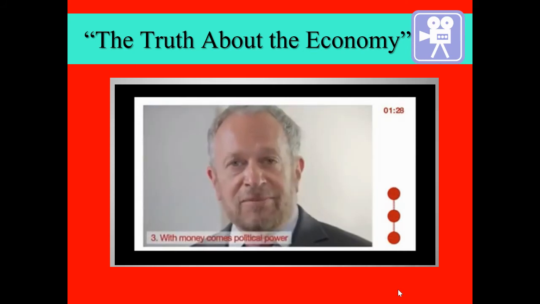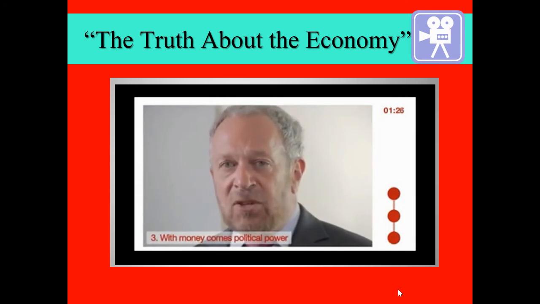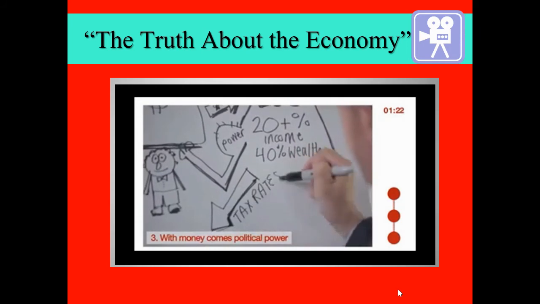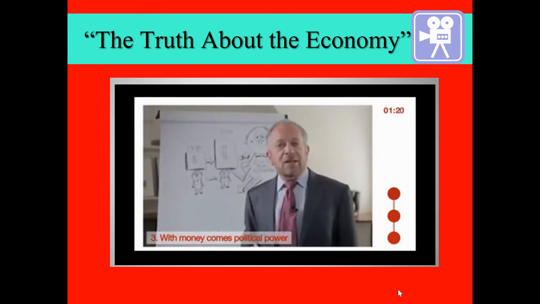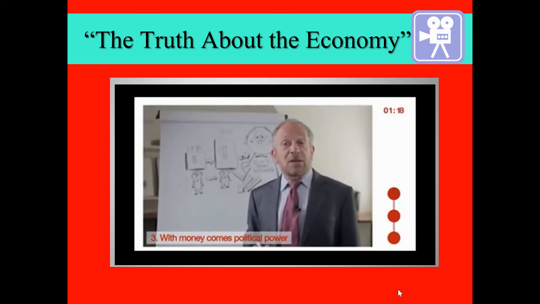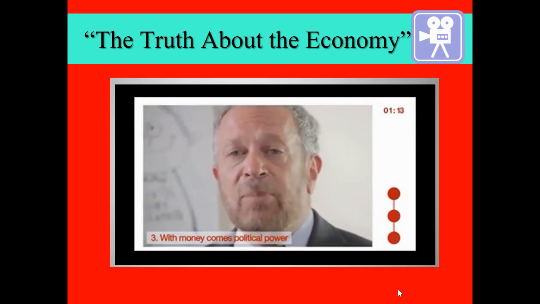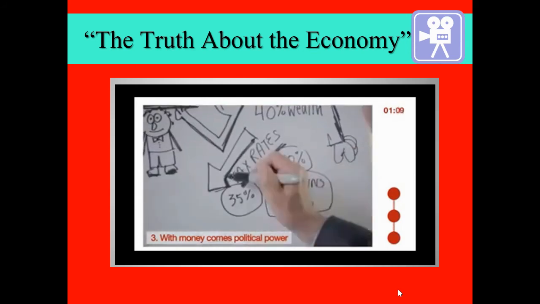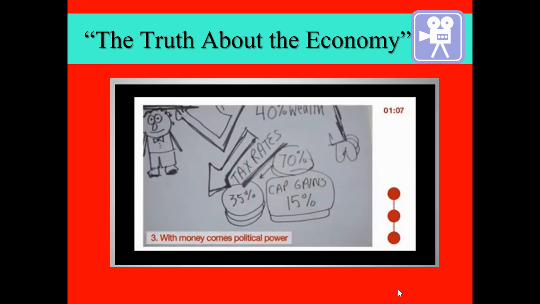The third dot. All this money at the top has given the super rich lots of political power, especially power to lower their tax rates. Before 1980, the top tax rate was over 70%. Now it's down to 35%. And much of their income is capital gains, subject to only a 15% tax. According to the IRS, the richest 400 Americans pay only 17%.